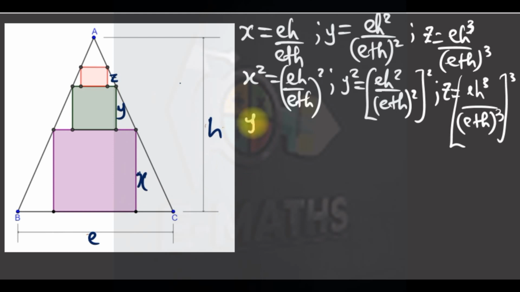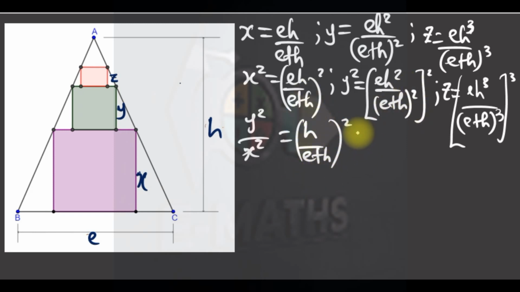Because if we do y squared over x squared, we'll get h over e plus h all squared. Check it. If I do this over this, that's what I will get. The square is common, you bring out the square. This over this, h, we are left with 1 h. This, we are left with that.